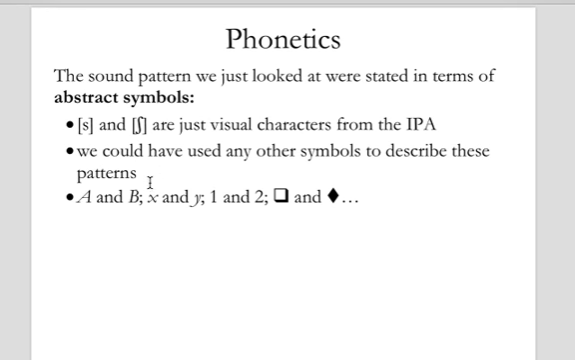But really, we could have used A and B to represent these two sounds. We could have used X and Y. We could have used 1 and 2. We could have used this shape and that shape in order to represent these. Really anything. That's what I mean by abstract. The ways that we're representing these categories in stating phonological generalizations is not inherently connected to sound. We're stating them in terms of symbols that have nothing to do with sounds. Right? So that's very phonological.